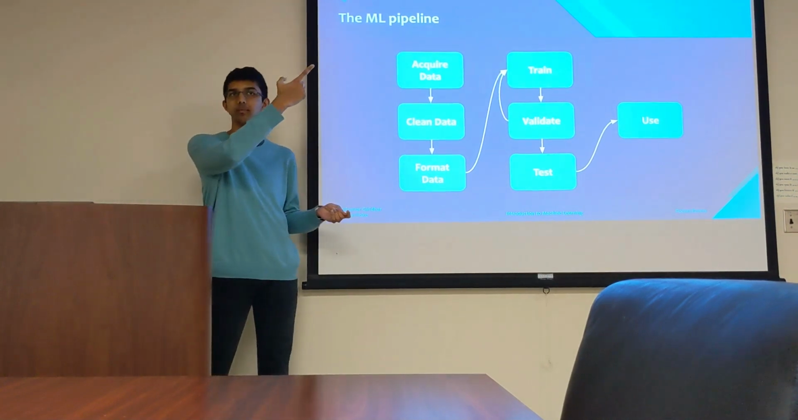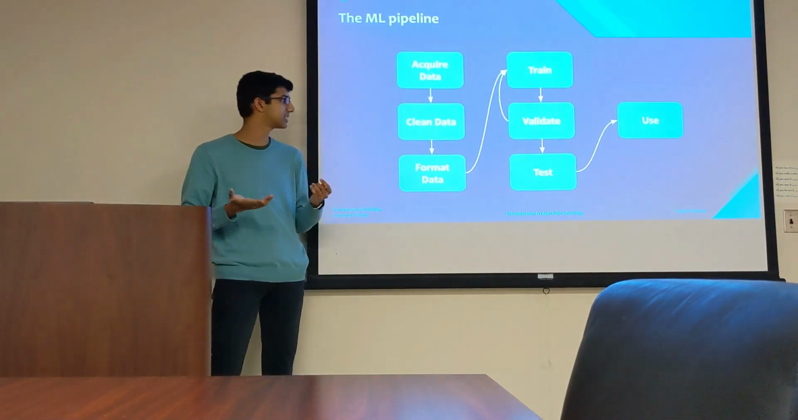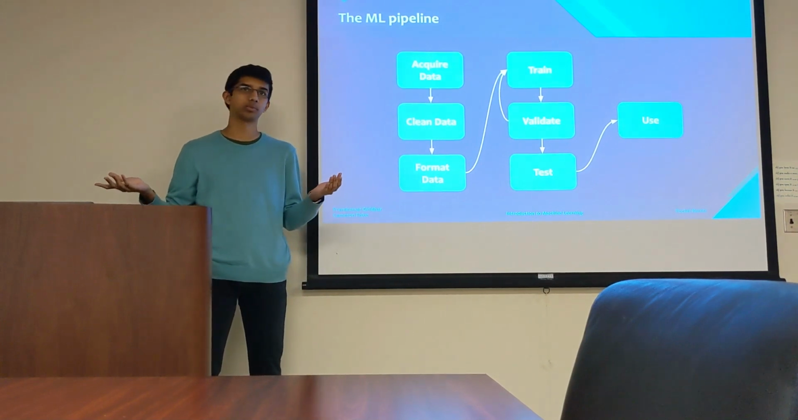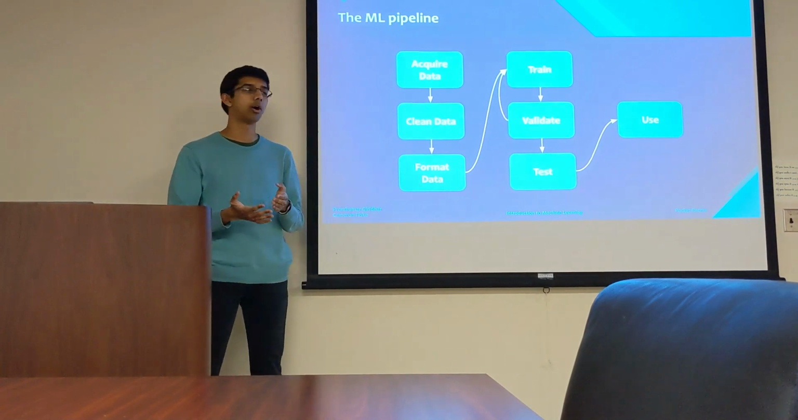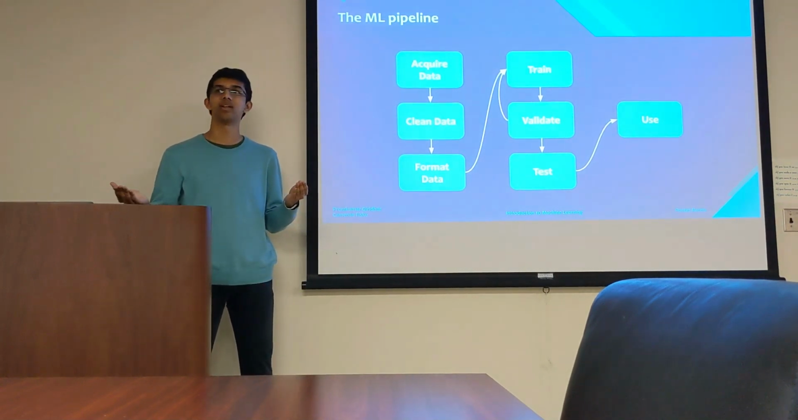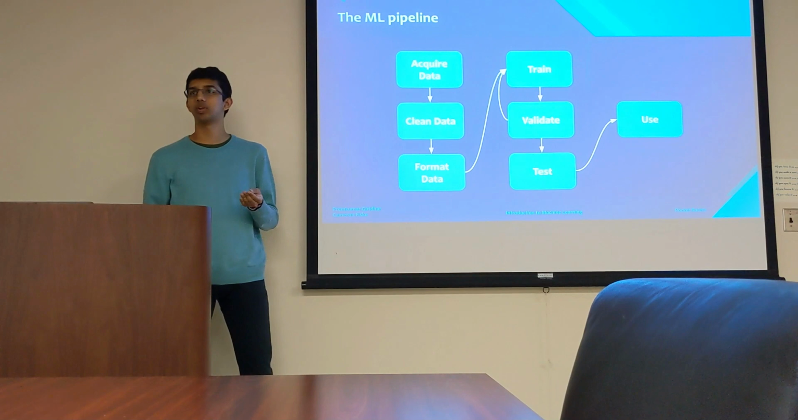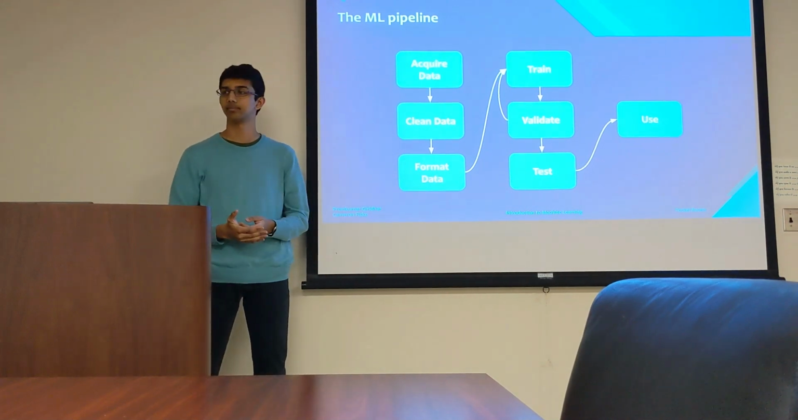Then we go back, train it some more, validate. We keep doing that until we reach some satisfactory performance on a validation set. And then once we've done that, we can test it on our actual real world data. And if the model is up to scratch, then we can actually go ahead and use it in the real world.